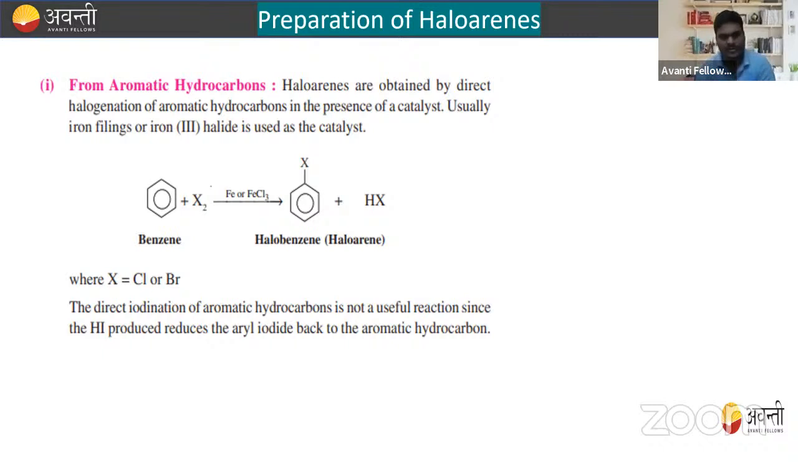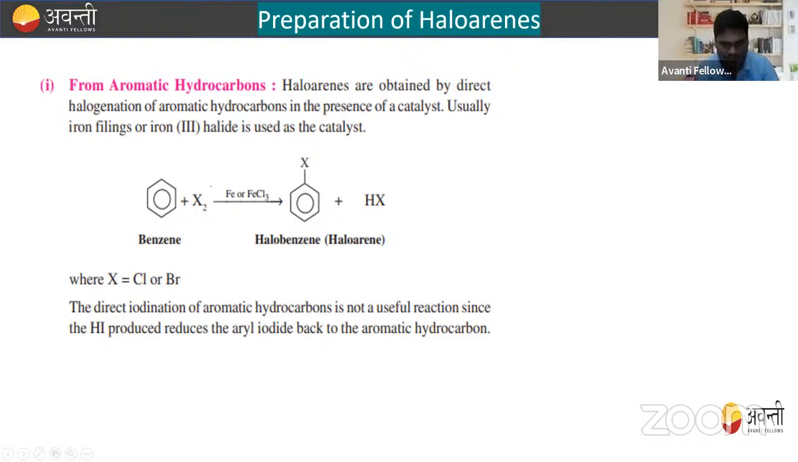Basically from the aromatic hydrocarbon, that is, haloarenes are obtained by direct halogenation of the aromatic hydrocarbon in presence of a catalyst. Usually iron filings or iron halide is used as the catalyst. So we can say that this is the benzene, and when the benzene undergoes direct halogenation, that is with X2 in presence of Fe, or we say FeCl3, we'll get halobenzene, or we say haloarene, right? Where X may be Cl and Br.